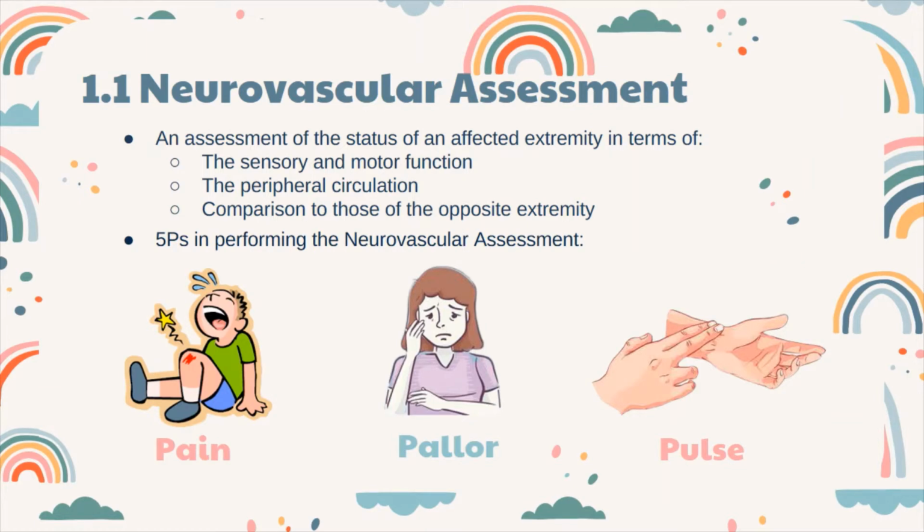It is an assessment of the status of an affected extremity in terms of the sensory and motor function or neurological aspect, the peripheral circulation or vascular aspect, which pertains to the blood vessels and adequate blood flow to the extremity, and comparison to those of the opposite extremity. There are 5 P's in performing the neurovascular assessment.